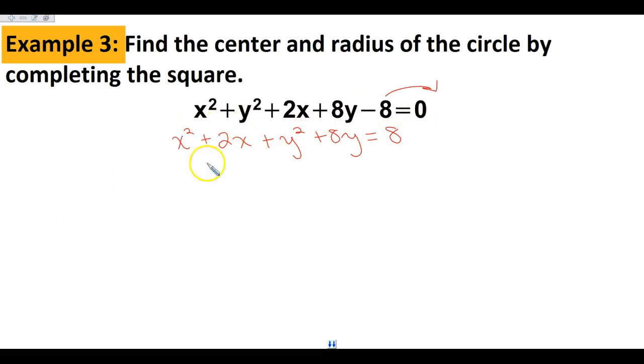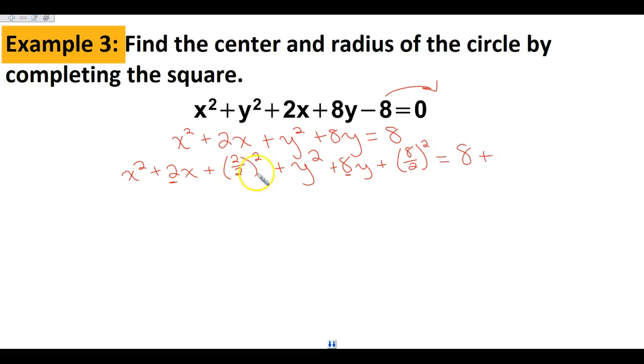Now we have the same type of equation that we had in example 2. So I'm going to do x squared plus 2x plus, and I'm going to take my middle term, divide it by 2, and square it. And then I'm going to have my y squared plus 8y. And I'm going to take my b term here, divide it by 2, and square it. That will equal 8 plus, remember, what I added to both sides. So 2 over 2 squared and 8 over 2 squared.